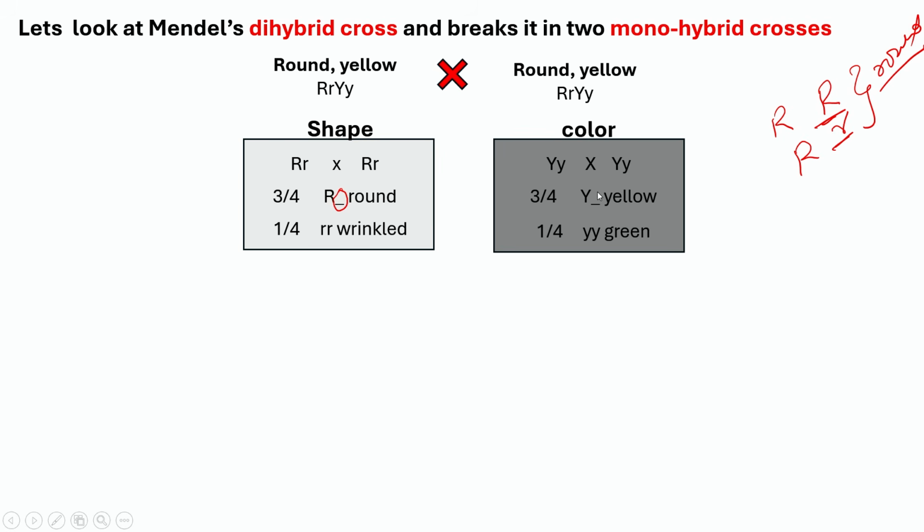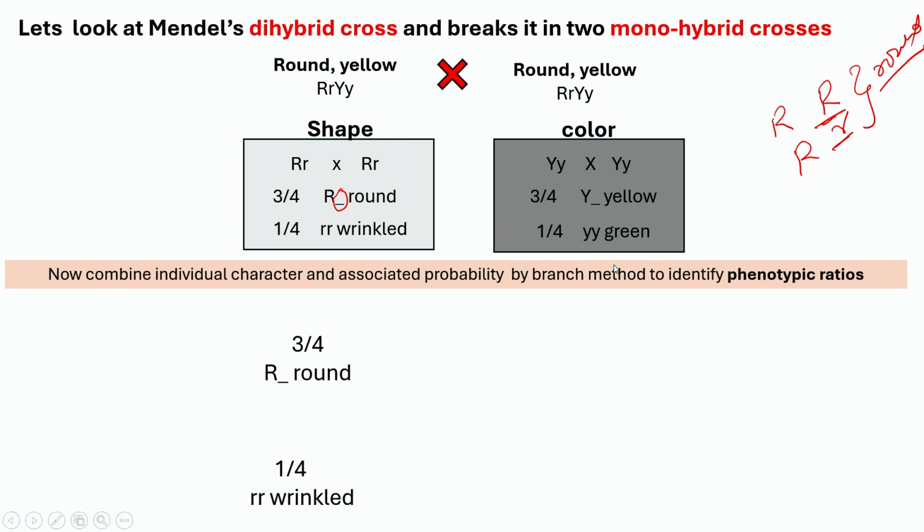Same way you can do with color. So with color you have a yellow heterozygous cross. In a heterozygous cross, 3/4 chances to get yellow and 1/4 chances to get green. Now how is this going to be solved in terms of probability, as we were seeing in the case of the Punnett square? We combine these individual frequencies, the numbers that we get here, with the associated probability, and with the branch method we are going to identify the final phenotypic ratio.